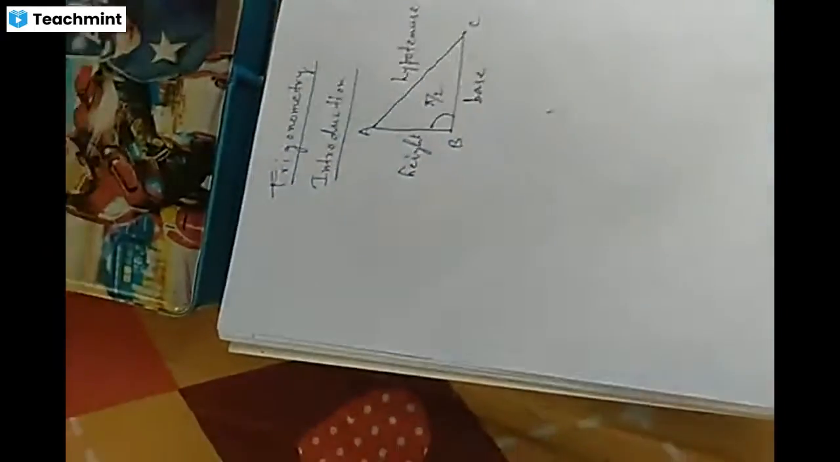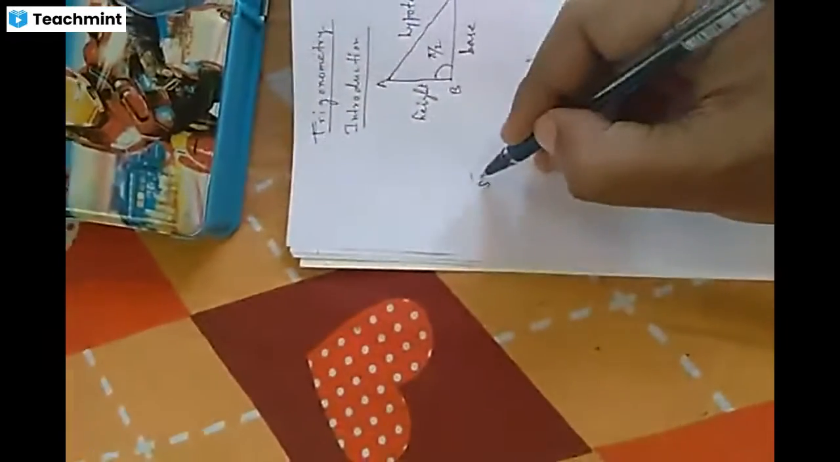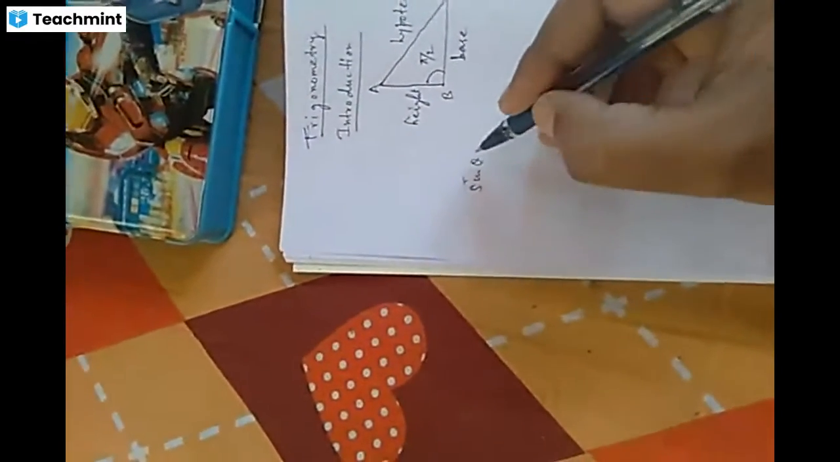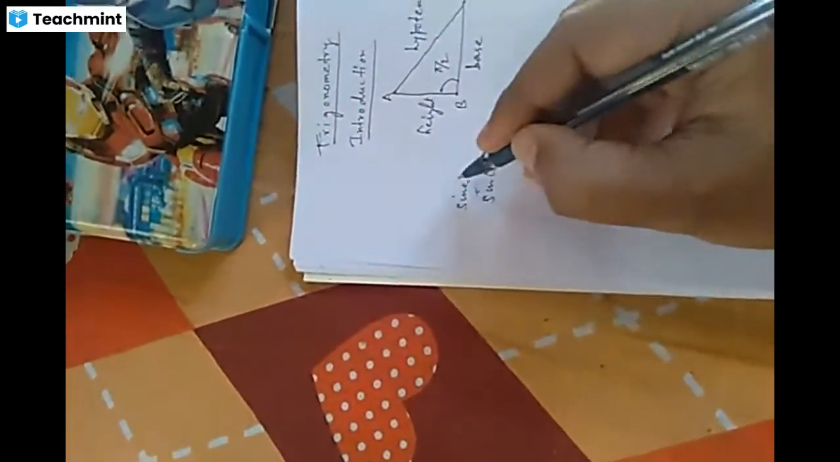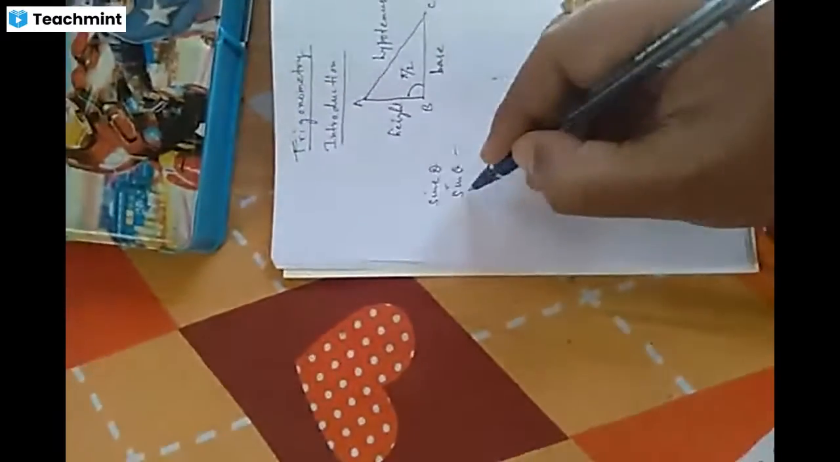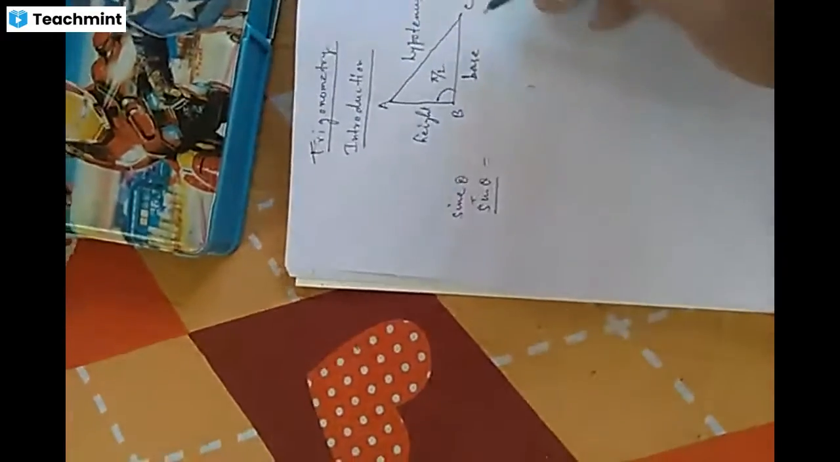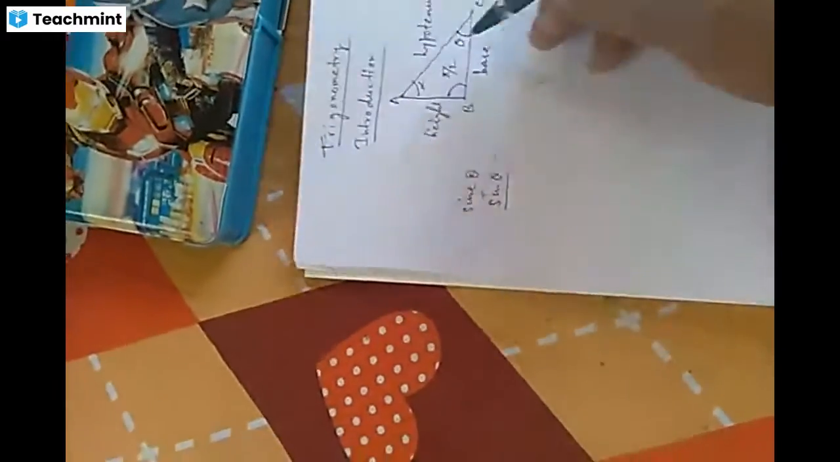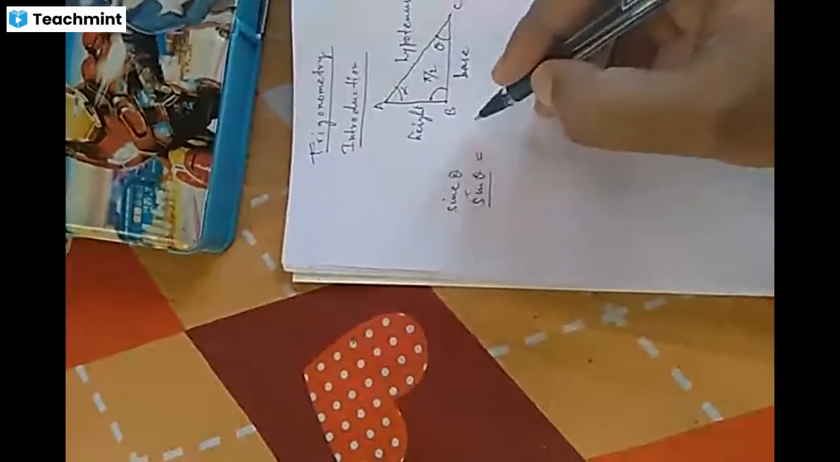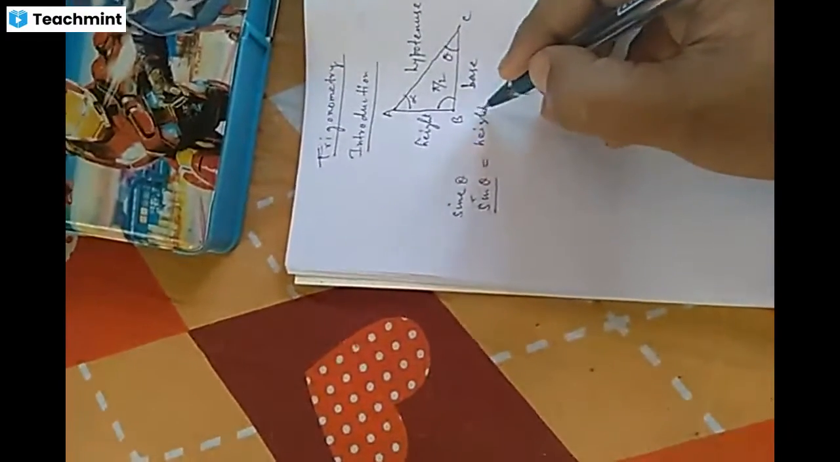Trigonometric functions like sine. So sine theta, in full form, is sine theta. In short form, this is sin theta. We'll take this angle as theta and this as alpha. So what will be sine theta? Sine theta is height by hypotenuse.